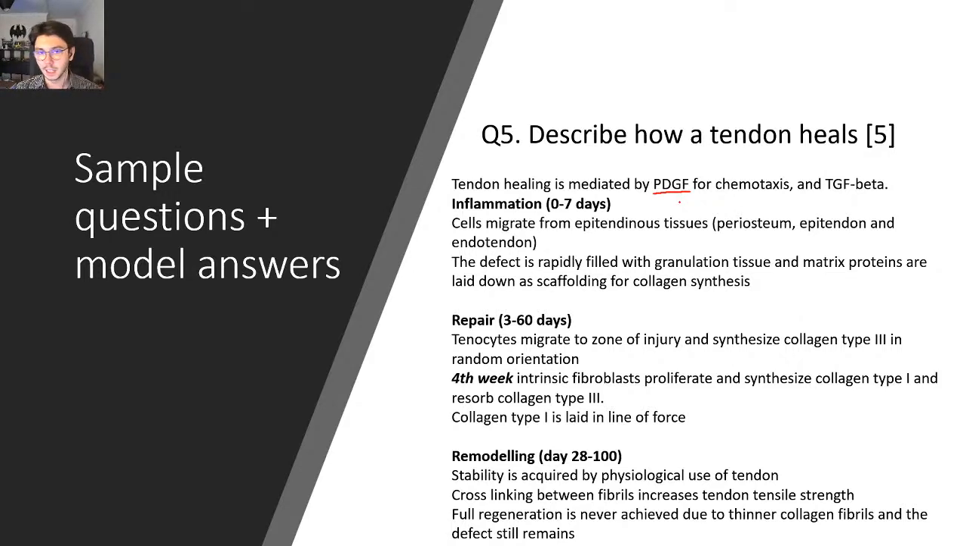Now, the defect, let's say you're exercising, right? And you have a sore tendon. Or let's say you take a medication and that affected your tendons, right? It's inflammation. There's some sort of problem to your tendons. And you get granulation tissue, which is basically a vascular type of tissue. And you get matrix proteins laid down as scaffolding for collagen synthesis.